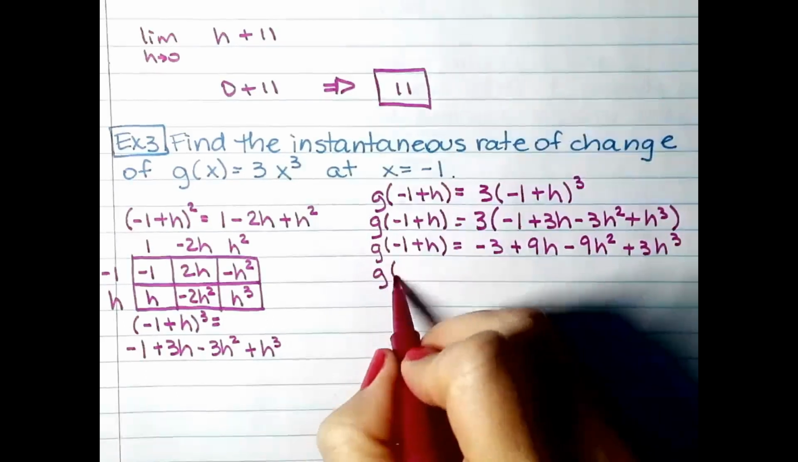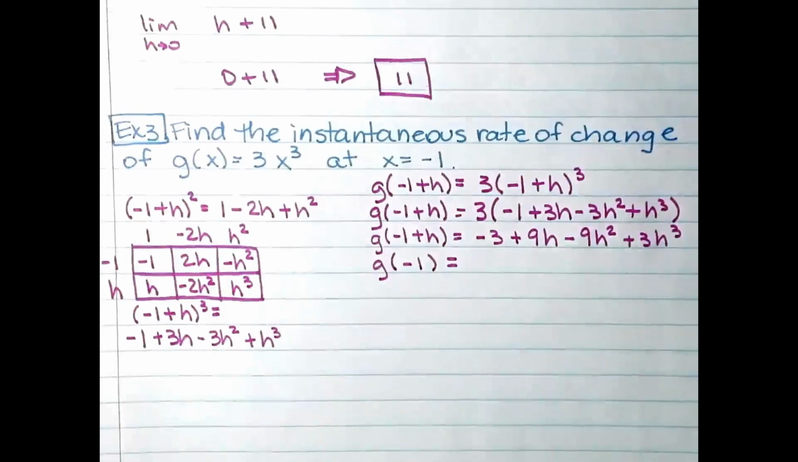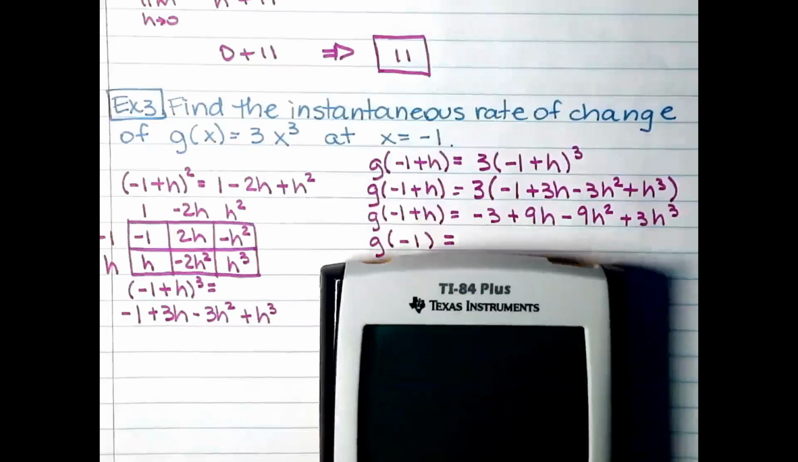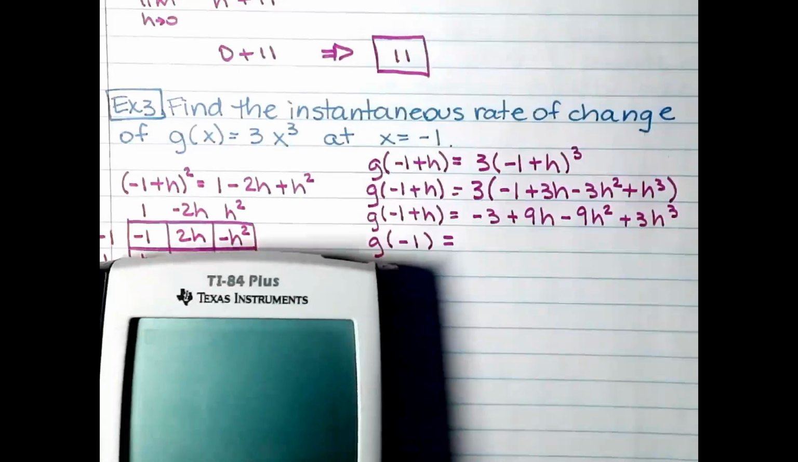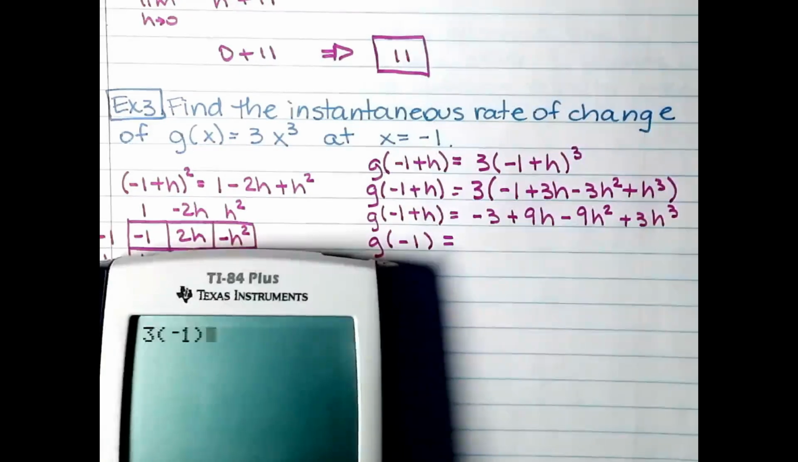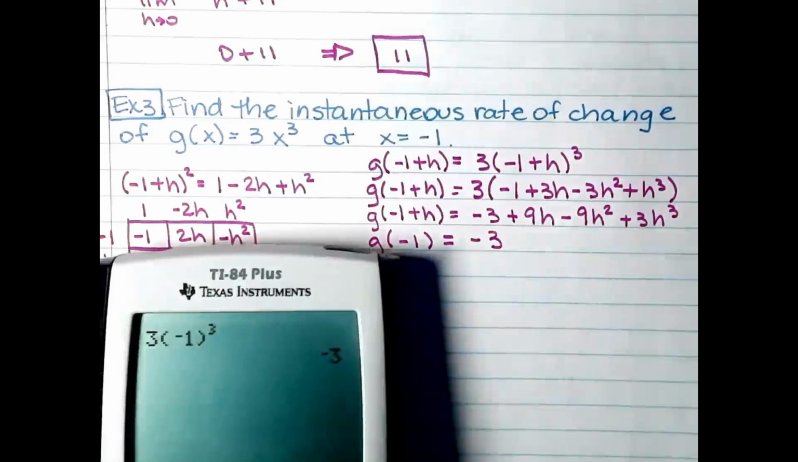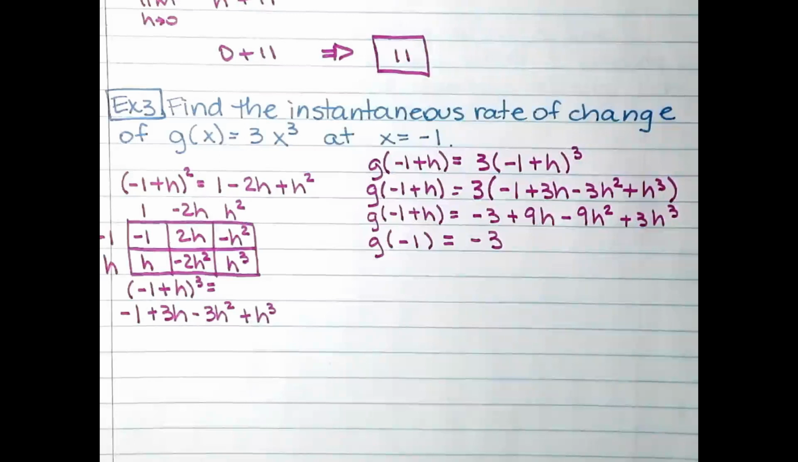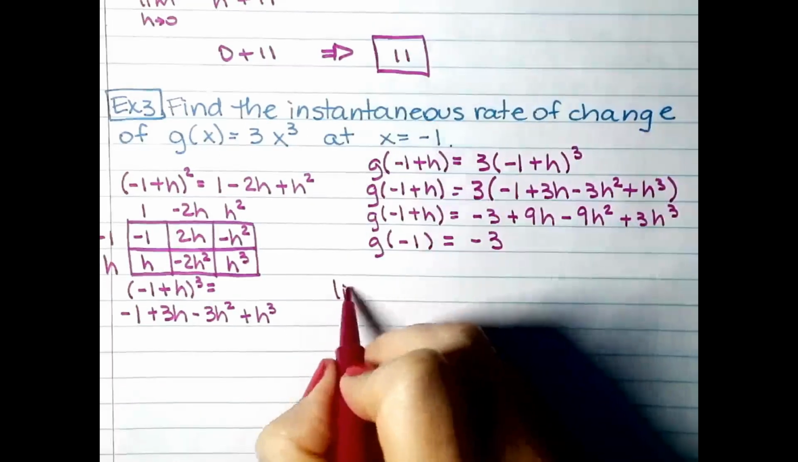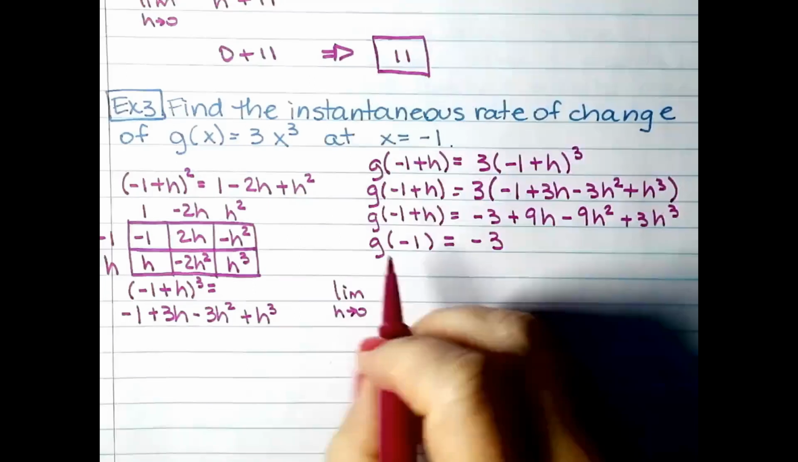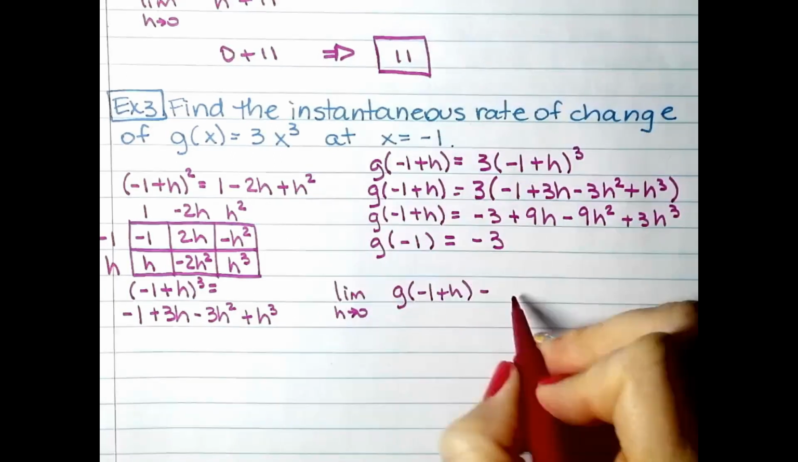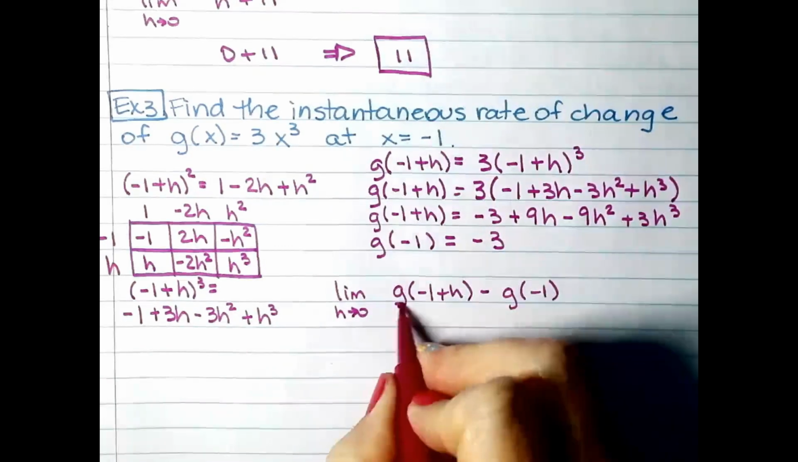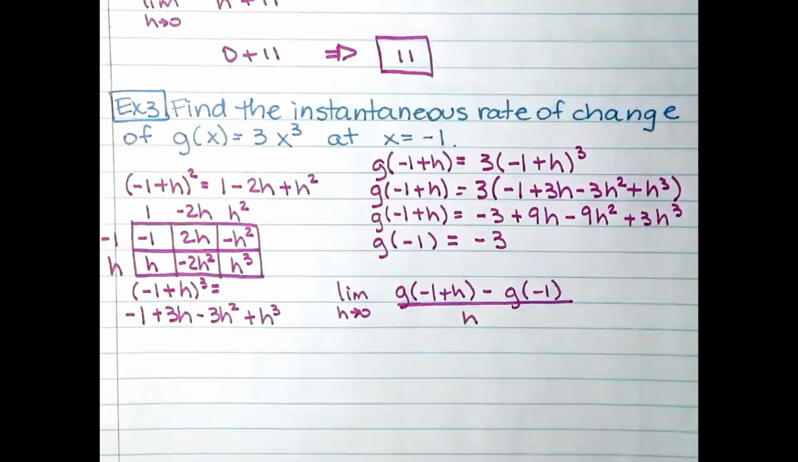And the easy part is to calculate g of negative 1. Handy dandy calculator there. Ooh, can't see anything. So dark. There. So 3, substitute negative 1 cubed. Okay. Now we're ready to start our awesome limit as h approaches 0 of g of negative 1 plus h minus g of negative 1. Everything over h.